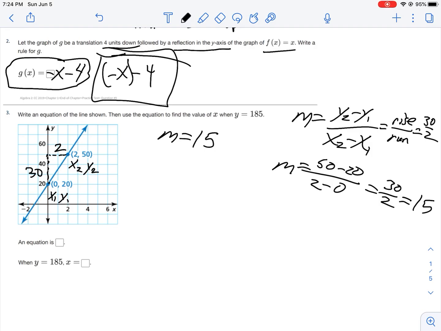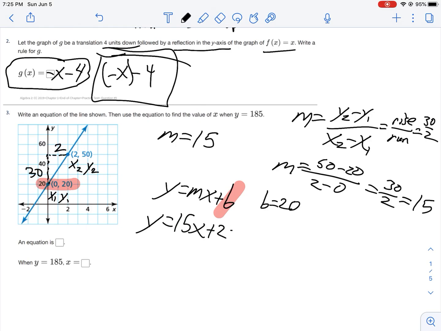Now, we do have a y-intercept here, 0, 20. That is the y-intercept. We're going to wind up in y equals mx plus b. They've given us the b value. 0, 20. The b value is 20. Y equals 15x plus 20.